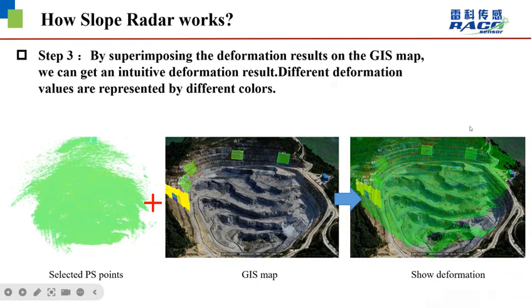For example, the green means that the deformation value is around 0. If you look carefully, you will find some other colored areas among green areas. Here are some red points. Here's a blue.